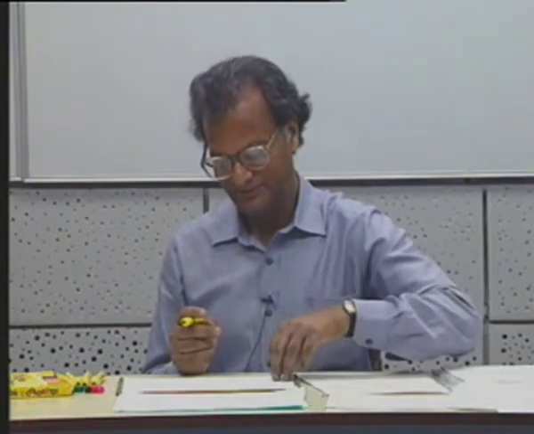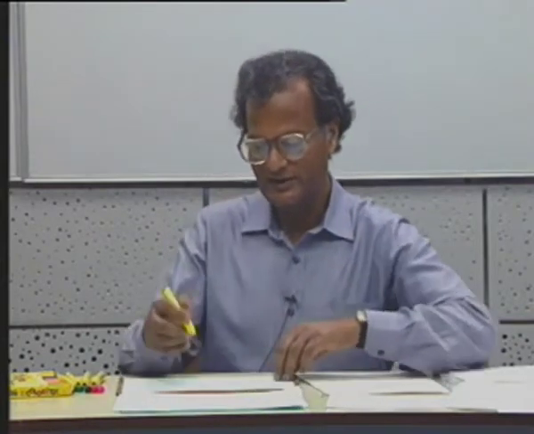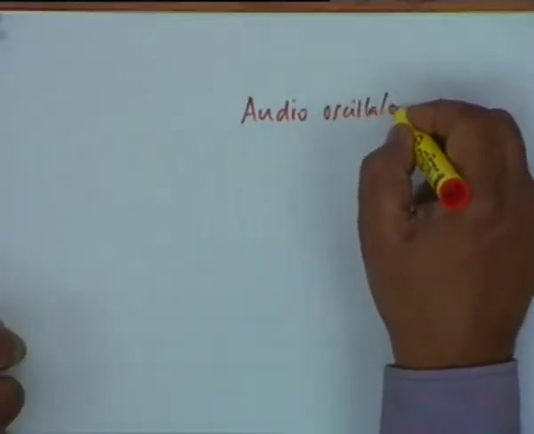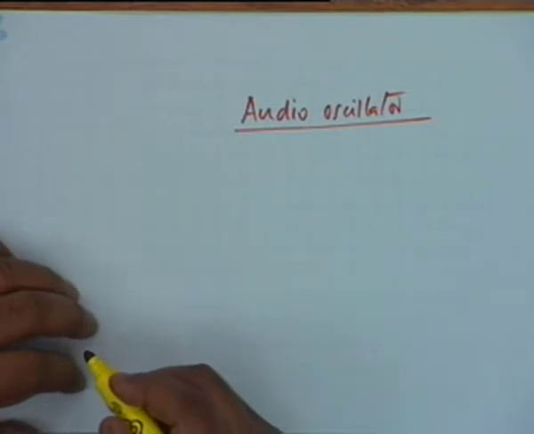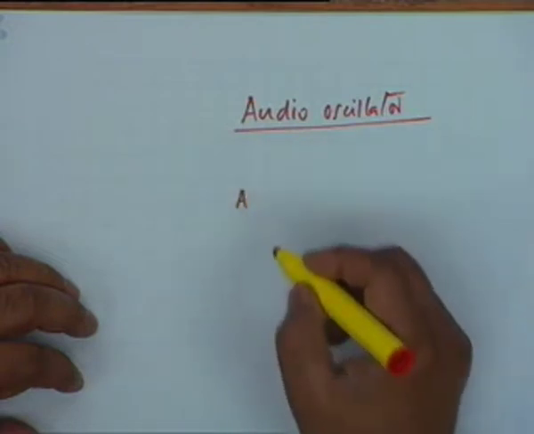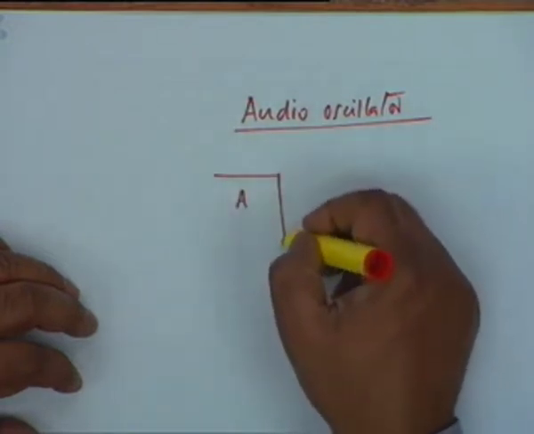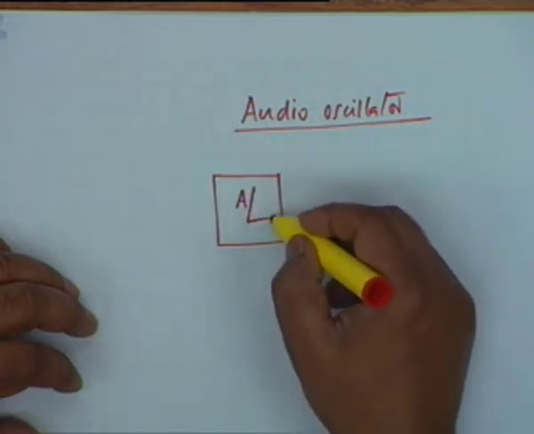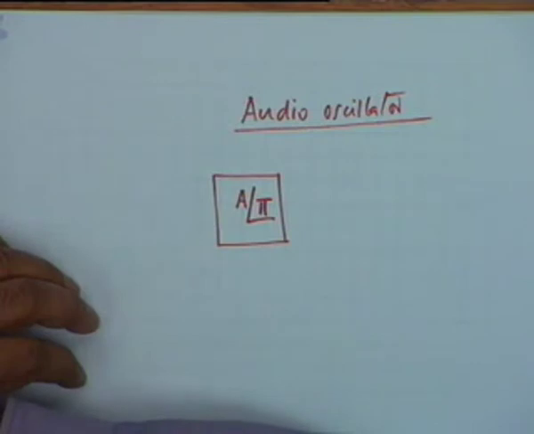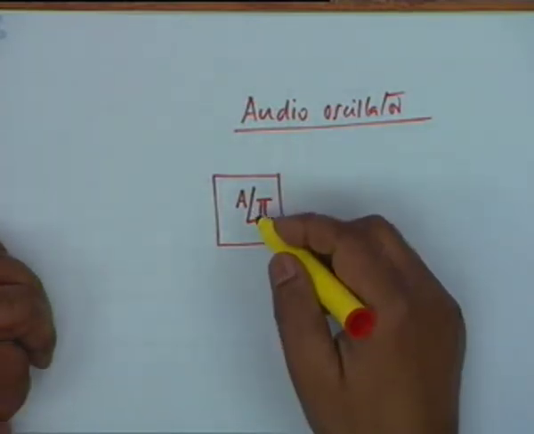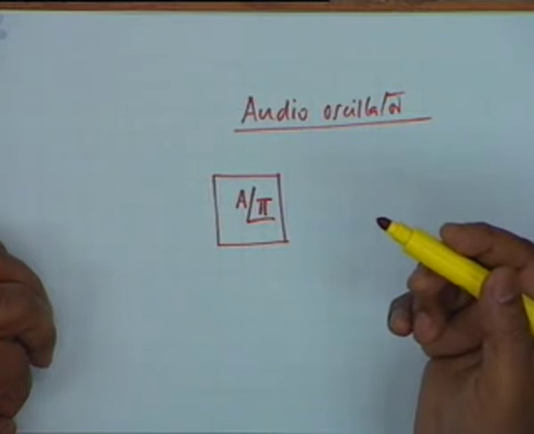Let's look at some of the audio oscillator circuits, and let's consider an idealized amplifier. Let's consider an amplifier A, which gives a gain A and a phase angle of pi. For example, a single stage BJT amplifier gives a gain and a phase shift of 180 degrees.